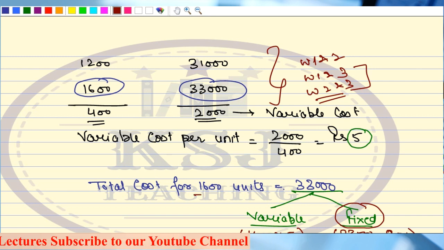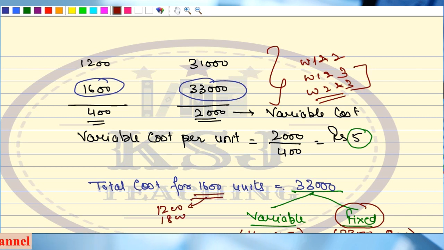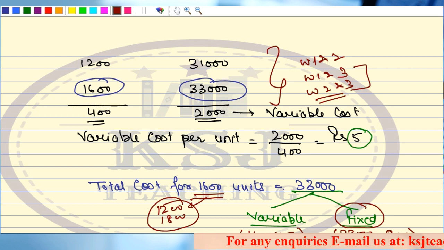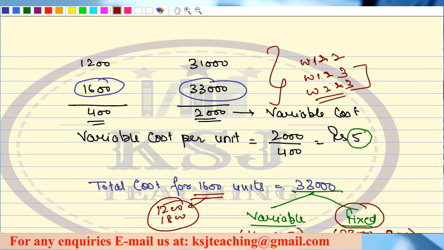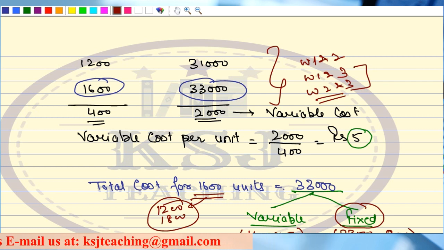Here also I have taken 1600 units. You can solve it by 1200 units. You can solve it by 1800 units. Right? You can take any of the week's data. The answer is going to remain the same. Clear? So there is no hard and fast rule that you have to take 1 and 2, or 1 and 3, or 2 and 3. You can take any of your choice. That is absolutely up to you.